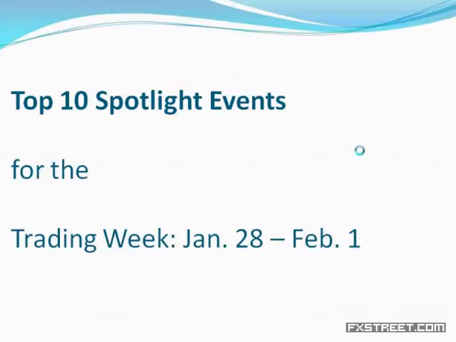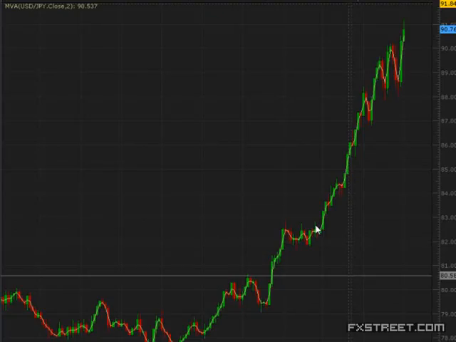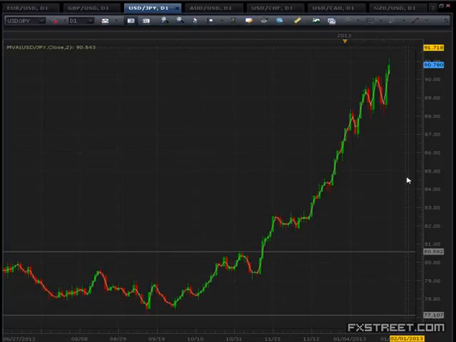But before I start with the top 10 events, I want to start with what I started the program with last week. I want to show you a chart, in particular the daily chart of the dollar versus the Japanese yen.